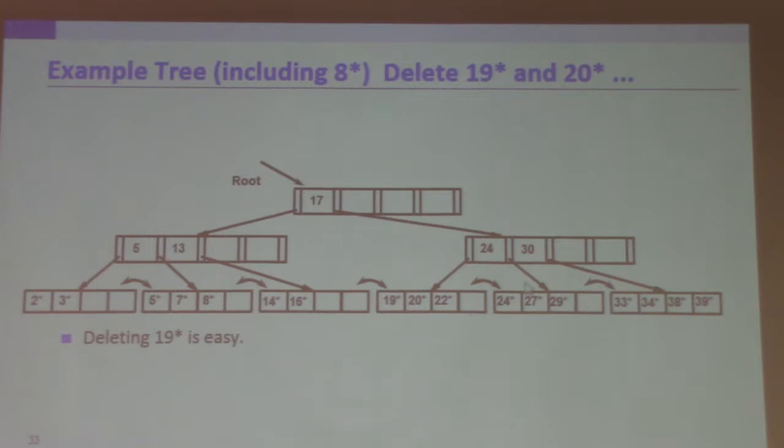Who is your sibling node in this case? This is a sibling node. And what you do is you move 24 from that page to the current page. So it ends up with 22 and 24.